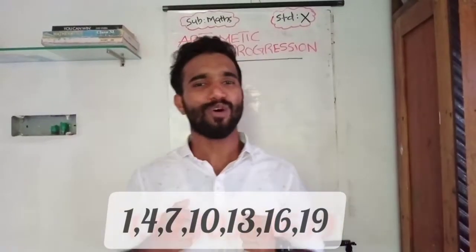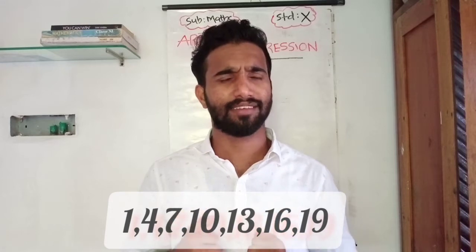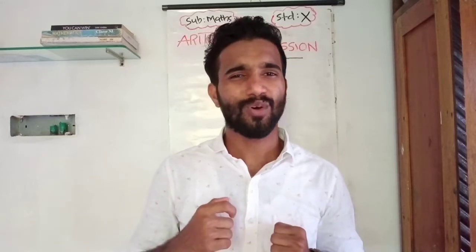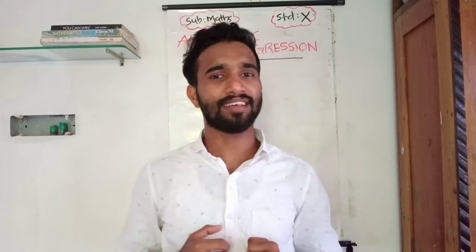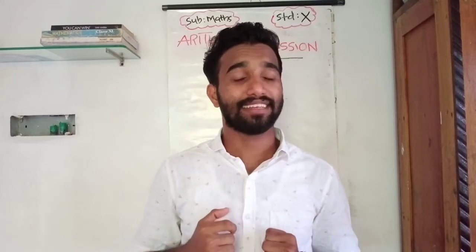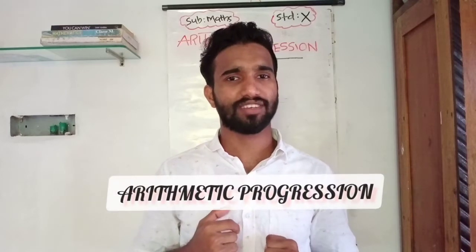1, 4, 7, 10, 13, 16, 19. Friends, do you know what this sequence of numbers is known as? That is right. It is called arithmetic progression.